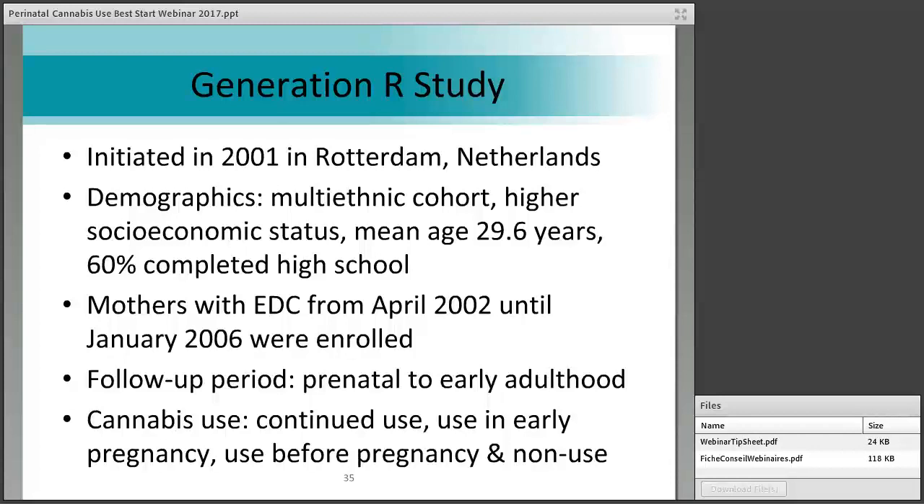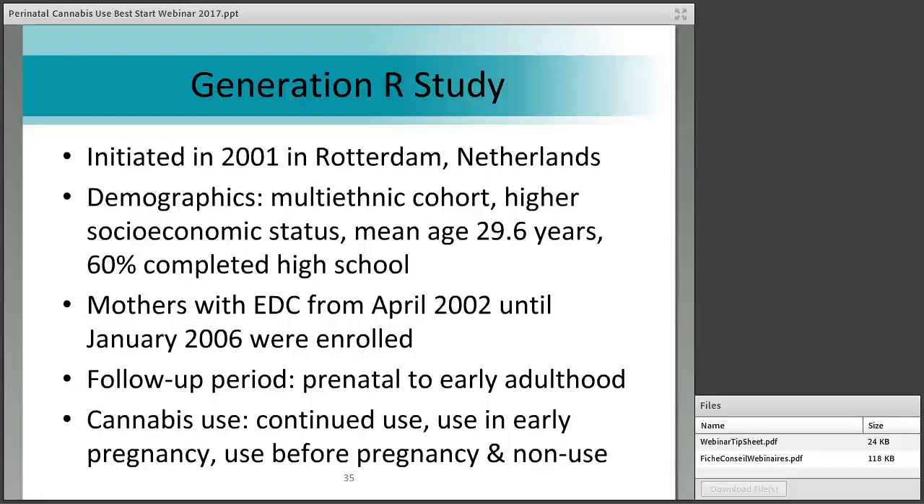And finally, the newest of the studies is the Generation R study, which was started in 2001 in Rotterdam, Netherlands. And this study is actually part of a very complex study that was developed to identify early environmental and genetic causes of normal and abnormal growth and development. So their population is also very different. They have a multi-ethnic cohort of higher socioeconomic status, mean age very similar to the OPPS study at 29.6 years, with 60% completing high school as well. So in some ways, some of the characteristics of the Generation R study are very similar to the OPPS mothers.